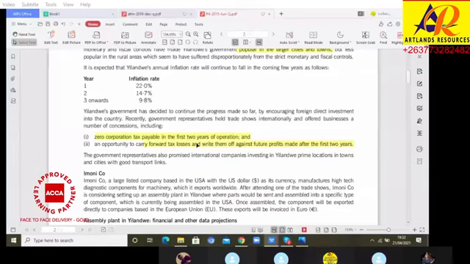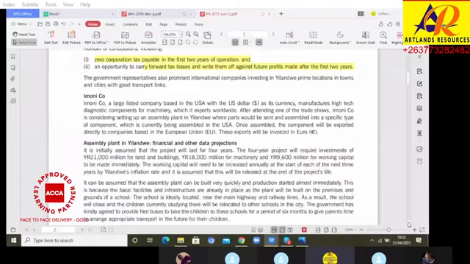So the government representatives also promised international companies investing in land with prime locations in towns and cities with good transport links. Now, Imoni company. This is now our company. That was about government. Now, Imoni company. Imoni company is a large listed company based in the USA with the dollar as its currency and manufactures high-speed diagnostic components for machinery which it exports worldwide.